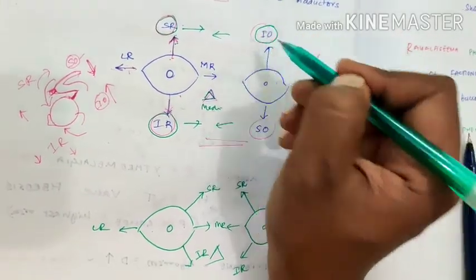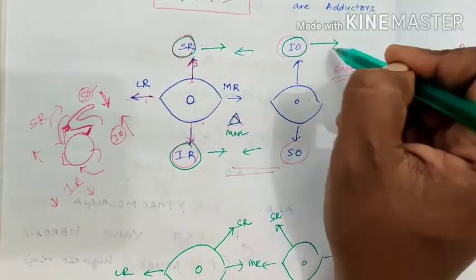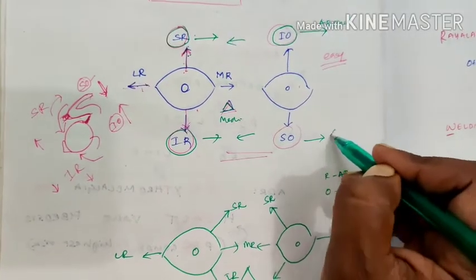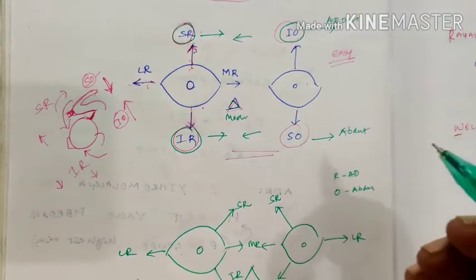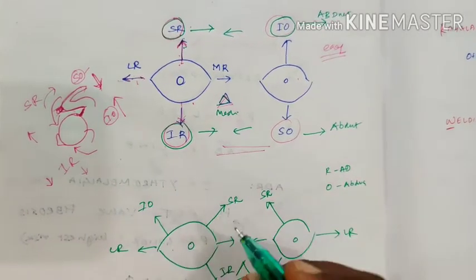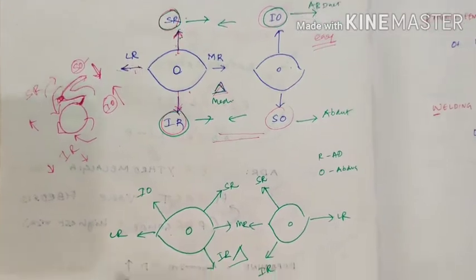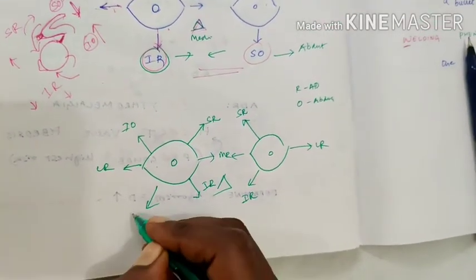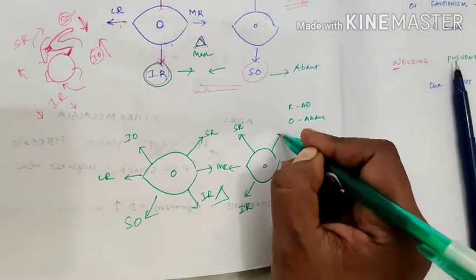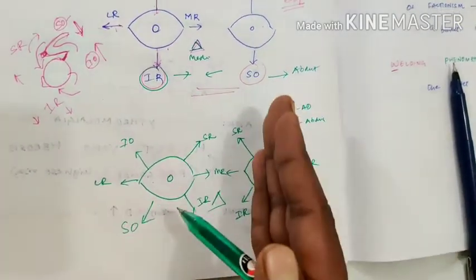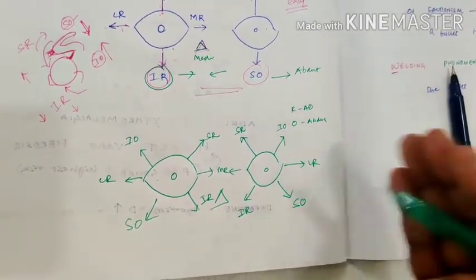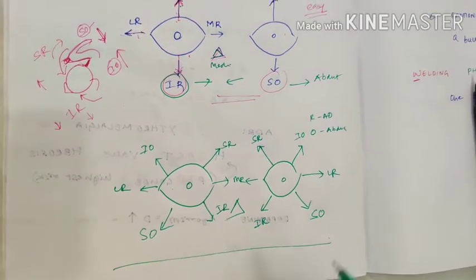This oblique will abduct the eye, pull away. This oblique will abduct the eye. That means obliques pull the eyes outward. Inferior oblique pulls upward and outward. Superior oblique pulls downward and outward. Why should you know these movements?